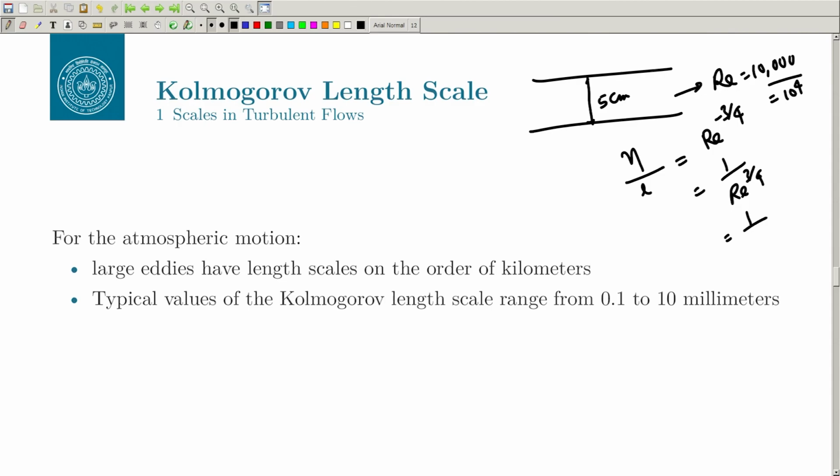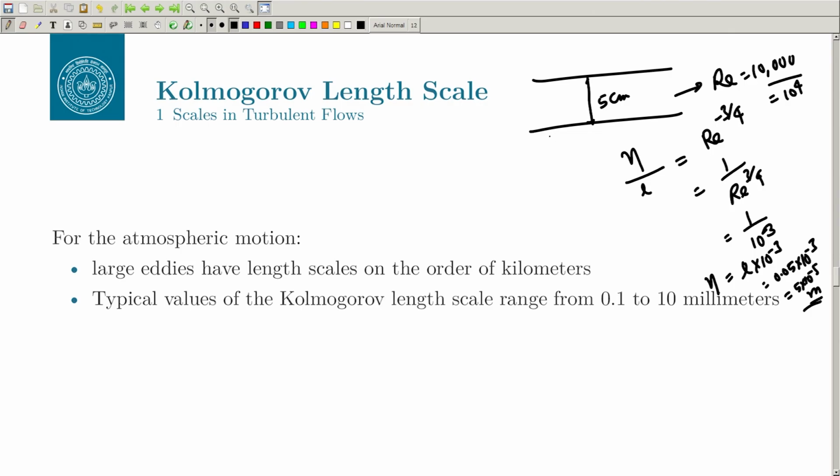So that will become 1 by 10 to the power 3, and L is 5 centimeter. So eta will be L into 10 to the power minus 3. L is 5 centimeter, which is 0.05 meter, into 10 to the power minus 3, which is basically 5 into 10 to the power minus 5 meter. So this is what will be our smallest grid size to resolve the Kolmogorov scale.